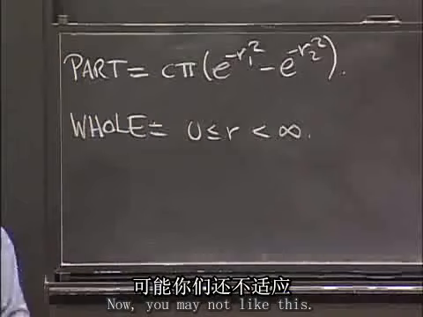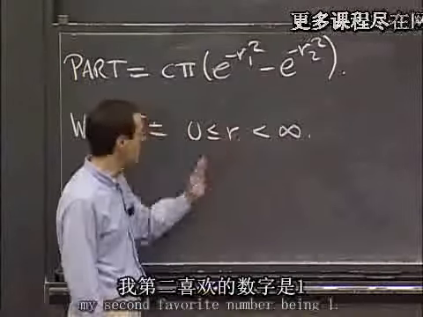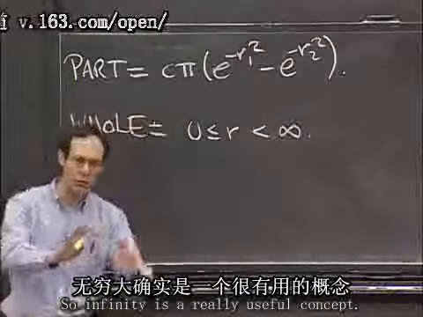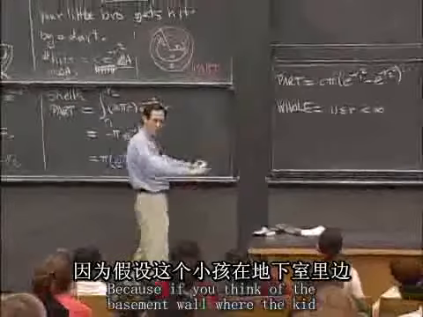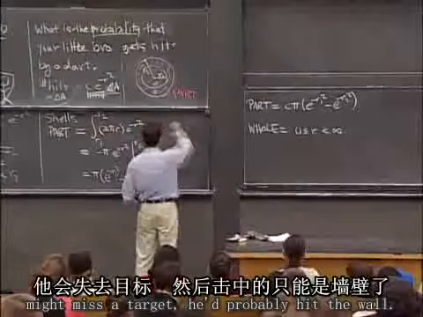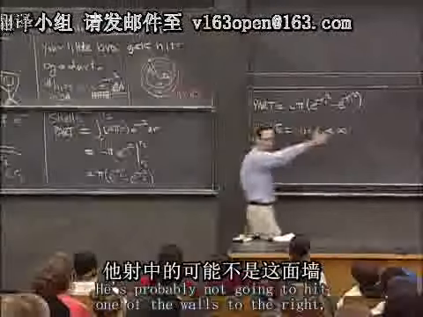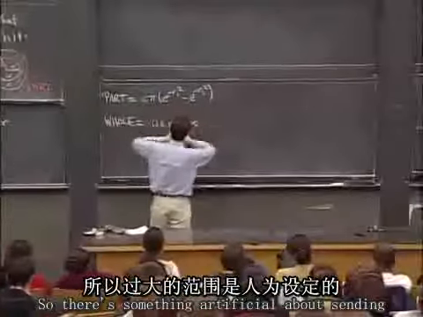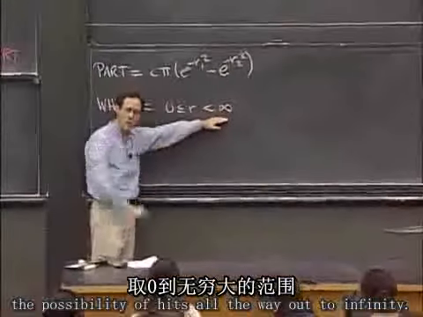Now, you may not like this, but infinity is one of my favorite numbers, my second favorite number being 1. So infinity is a really useful concept. Of course, it's nonsense in the context of the darts, because if you think of the basement wall, the kid might miss the target, but he'd probably hit the wall. He's not going to hit over there. So there's something artificial about sending the possibility of hits all the way out to infinity.